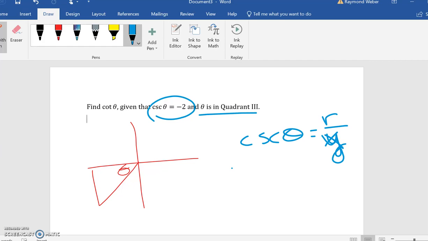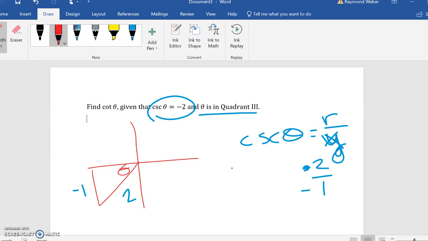So this is the first thing we want to do. So we're going to write this, and so this is -2 over 1, but r is never negative, right? So I'm going to attach the negative to the bottom. So this is 2, and then this is -1. Then I can find the next side.